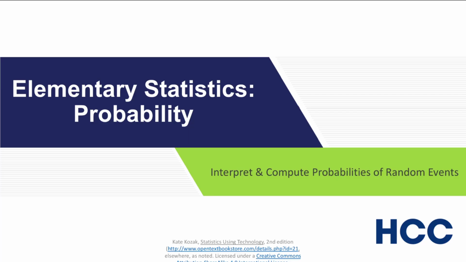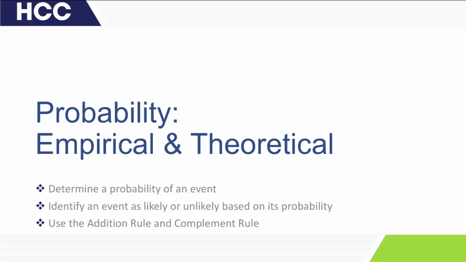In this particular video, we're going to focus on the concepts of empirical versus theoretical probability. So we'll see how to determine the probability of an event, how to use that probability to decide how likely something is to happen, and then we'll look at a couple rules that will help when we're trying to make these computations.